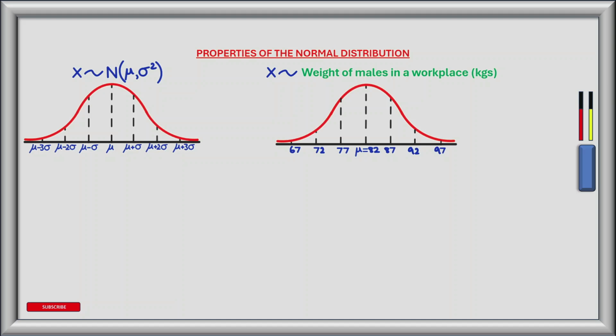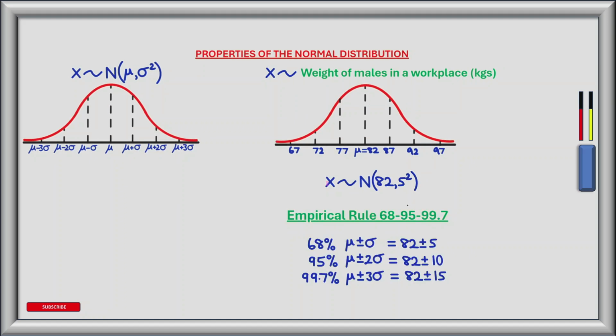Let's assume that the standard deviation of the distribution is 5 kilograms. Then we can write this as the random variable x is a normal distribution with mean of 82 kilograms and standard deviation of 5 kilograms. And based on the empirical rule, or the 68, 95, 99.7% rule, 68% of the weights fall within one standard deviation of the mean and equates the area shown in red on the graph. And so 68% of the weights fall within 77 kilograms and 87 kilograms.